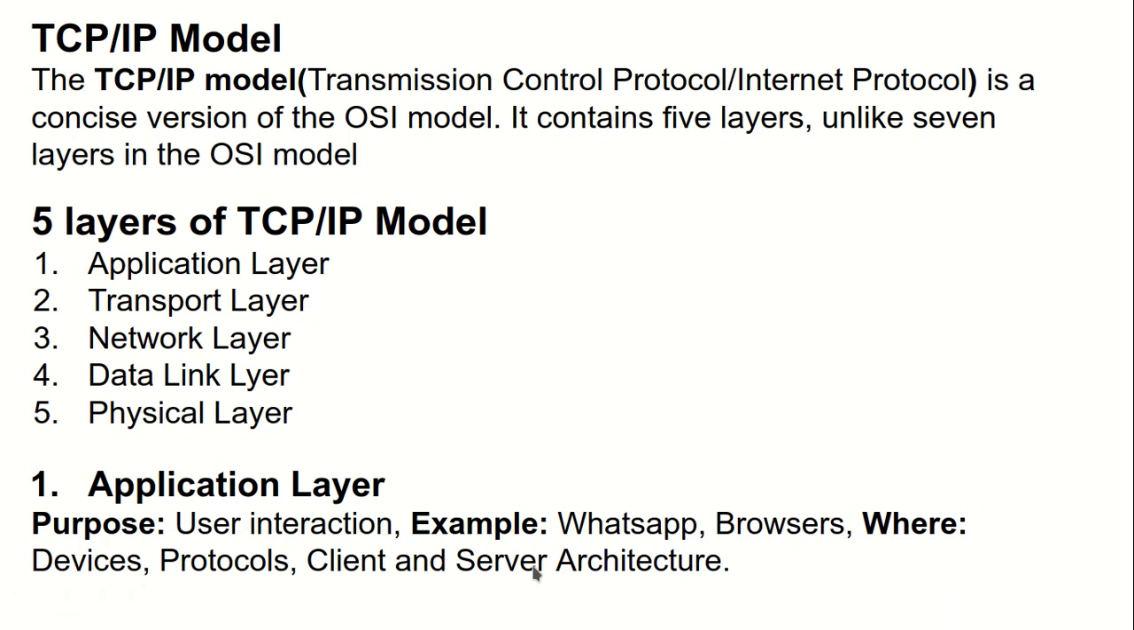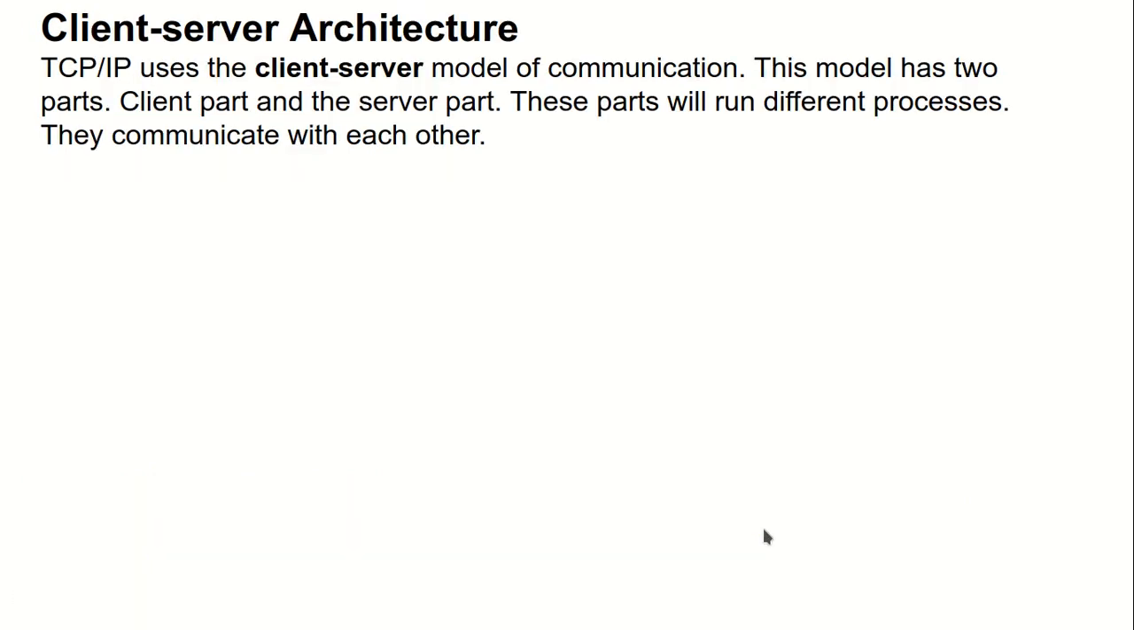But we have not discussed the client and server architecture, so let's discuss it. TCP/IP uses the client-server model of communication. This model has two parts, the client part and the server part. These parts run different processes. The client uses some process and the server uses another process, and with the help of these processes they communicate with each other.